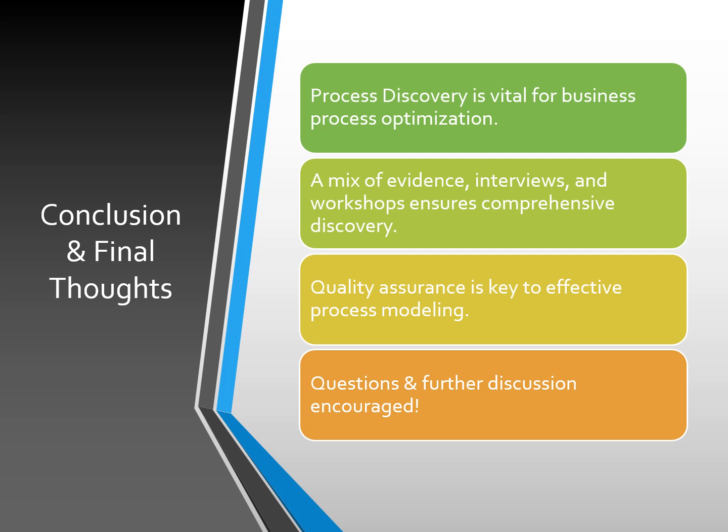The main factor in effective process modeling is quality. Quality assurance is key to effective process modeling. So this is all about process discovery. It's vital for business process optimization, as we discussed, and a mix of evidence, interviews, and workshops ensures comprehensive discovery, as we have different kinds of discovery methods. This is everything we discussed in the overview of process discovery. So these are my final thoughts.